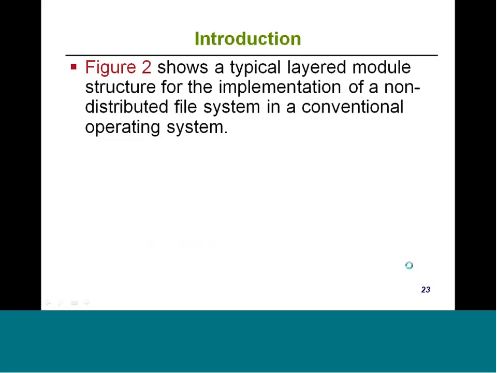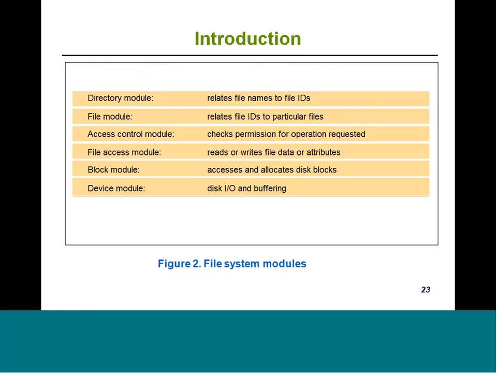So let's look at the next picture. This shows a layered module structure for the implementation of a non-distributed file system. Here we have a directory module, then a file module, then the access control module, file access module, a block module, and a device module. Let's look at the function of each of them.